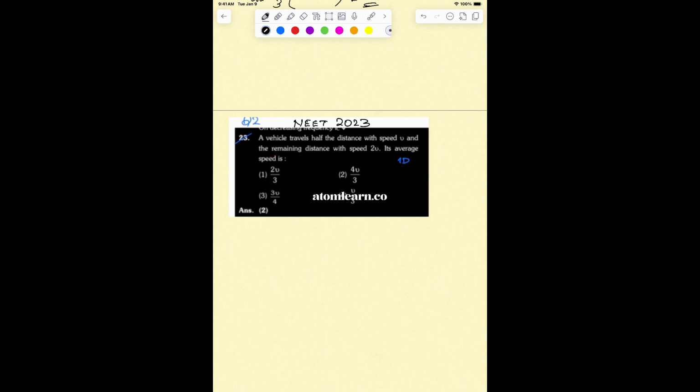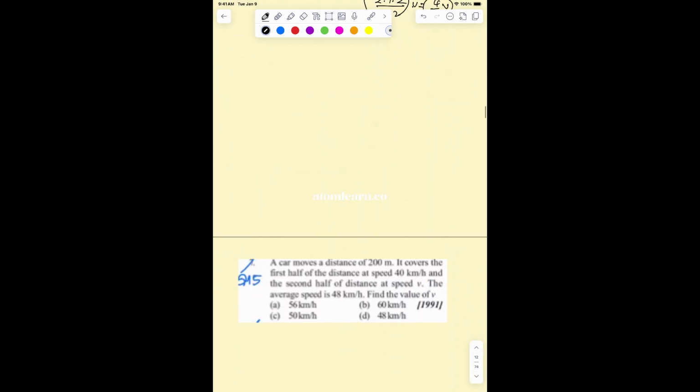Therefore, you know this has to be done by the 2v1v2 by v1 plus v2 formula. Therefore, you have 2 into 1v into 2v divided by 1 plus 2, so much is v. Therefore, this is going to be equal to 4v by 3, which is the final answer. Answer is 2. Next question.